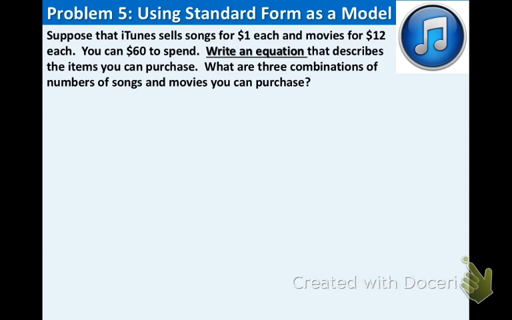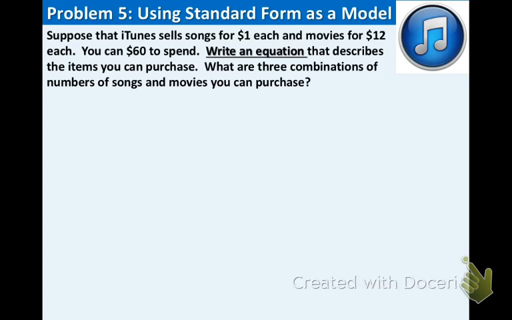Okay, an application problem that you've probably been waiting for. This is about iTunes. Suppose that iTunes sells songs for $1 each and movies for $12 each. You can spend $60, and you need to write an equation that describes the items you can purchase. What are 3 combinations of number of songs and movies that you can purchase? So I recommend making a graphic organizer. I've done this in the past.